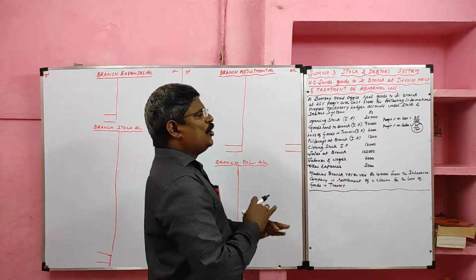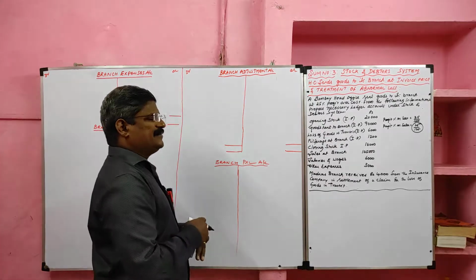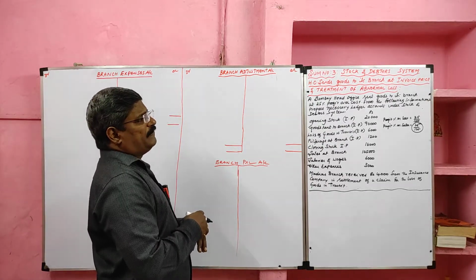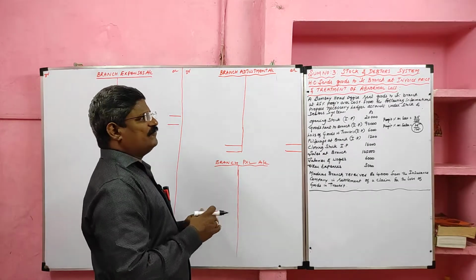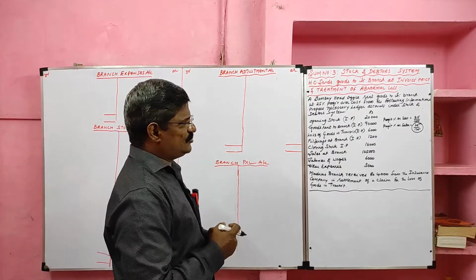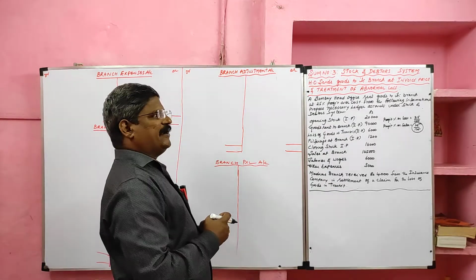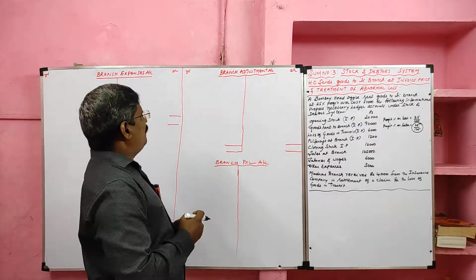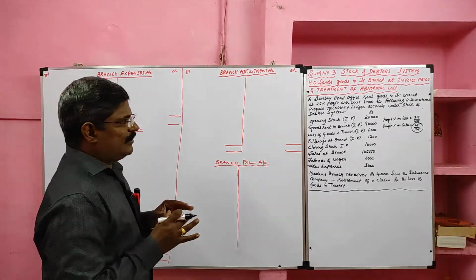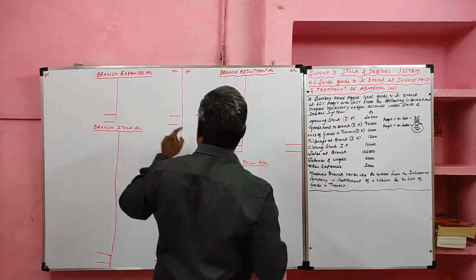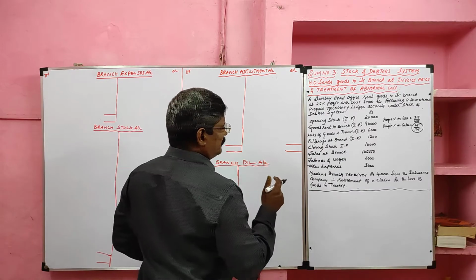In this problem, no information related to debtor is given, so we need not prepare the branch debtor account. So we can ignore the branch debtor account. We have to prepare branch expenses, branch stock, branch adjustment, branch profit and loss account, and goods sent to the branch. First I am going to prepare the branch expenses account.